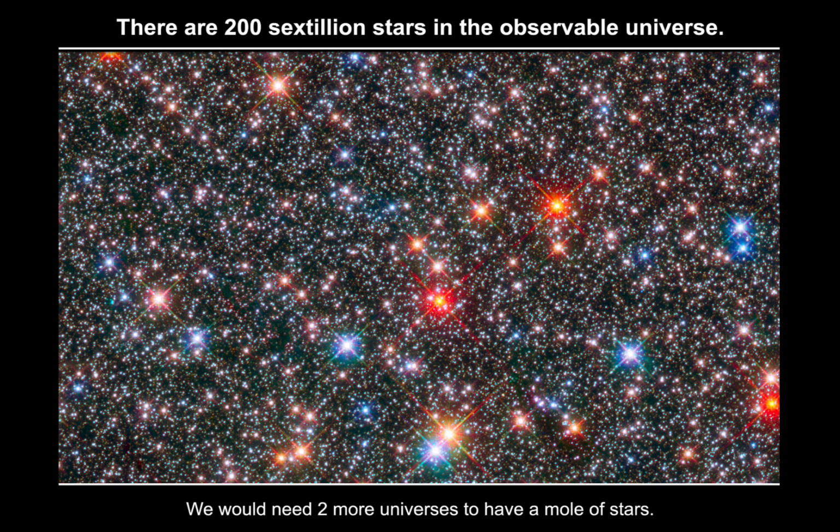So while the universe itself may have a mole of stars, the observable universe only has about a third of a mole of stars. Not 600 sextillion, but 200 sextillion. So all the stars and all the galaxies in the observable universe is not even 1 mole, which is crazy. We would need 2 more universes to just get to 1 mole of stars.